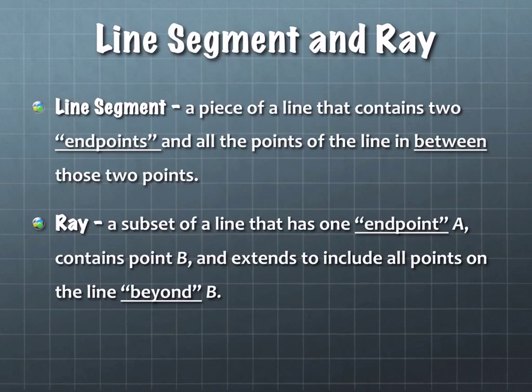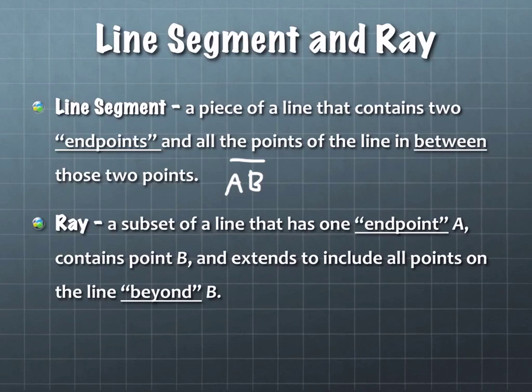Line segments. A line segment is a piece of a line that contains 2 end points and all of the points that are between them. So that same line before that was AB, if I write the same AB and put the line without the arrows on the ends of it, that's a line segment. That's the notation we use for it.